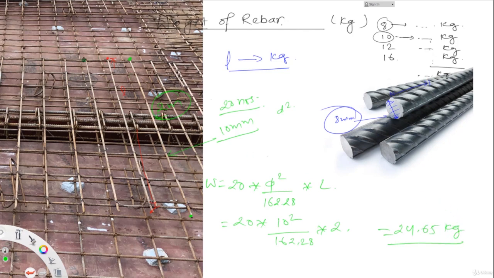So you found the weight of all these bars. Similarly, you can do it for these bars as well. All you have to do is know the size of that rebar, know the length of one rebar, and just multiply it with the number of rebars to get the weight in kg.